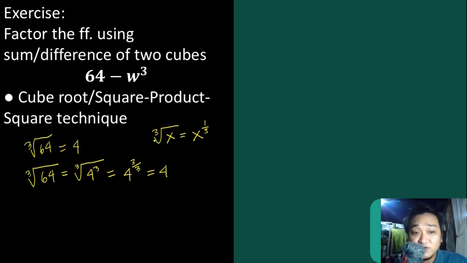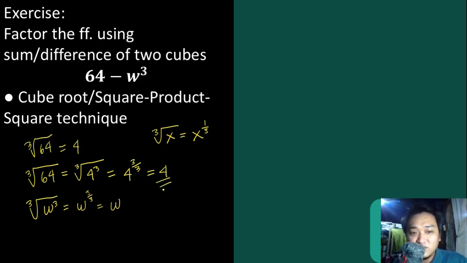Basically, the cube root of 64 is 4. How about the cube root of W cubed? In terms of fractional exponent, that is also equivalent to W raised to 3 over 3, and that is the same as W raised to 1. Or the cube root of W cubed is W.